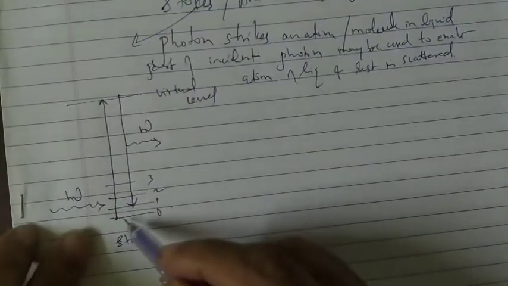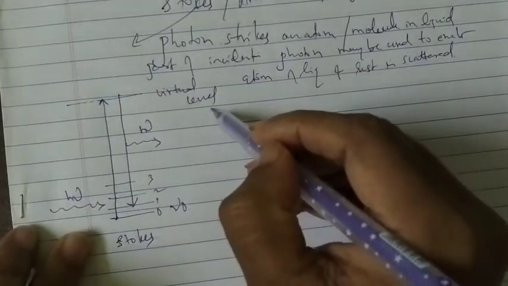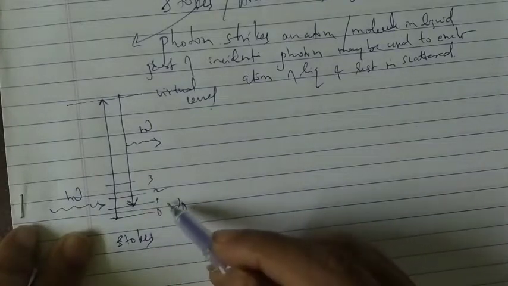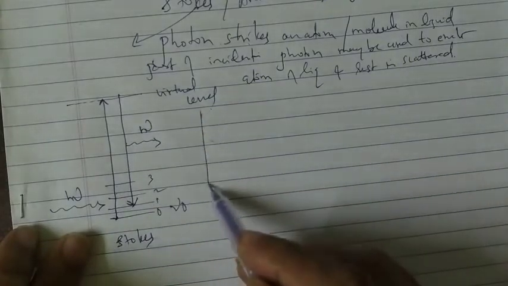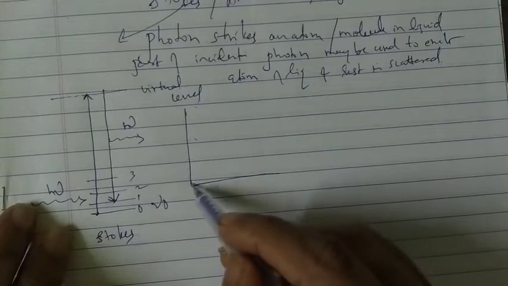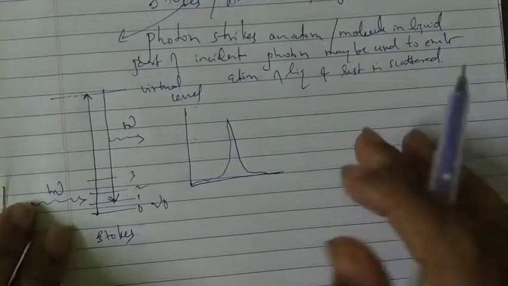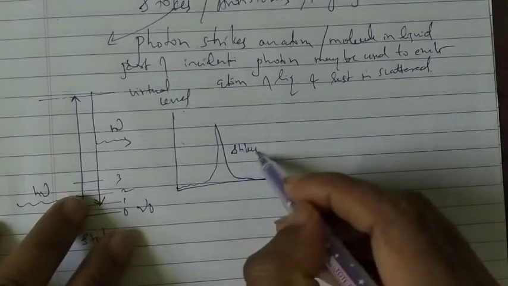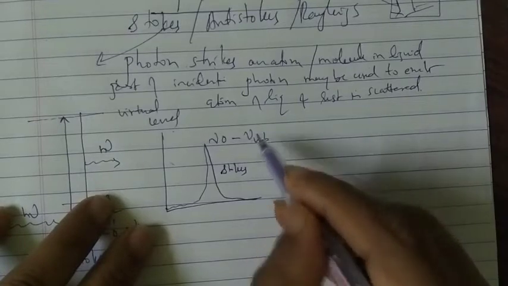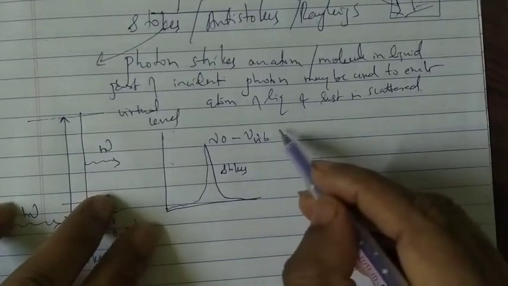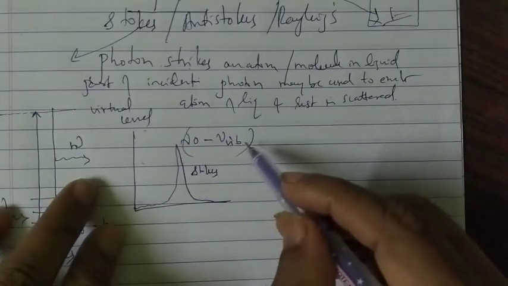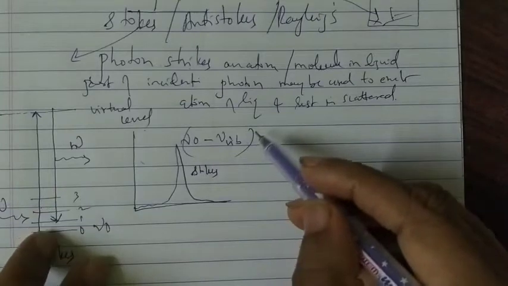So this is the process of your Stokes line. You can see here it is exciting from the nu 0 to the virtual level of the excited state, and while coming back it is coming here short, at nu 1. And if you see the graphical presentation, it comes in something like that. So this is how the Stokes line will be represented, where this is nu naught minus nu of vibration. So this is how it is given by the Stokes line, nu naught minus nu of the vibrations.